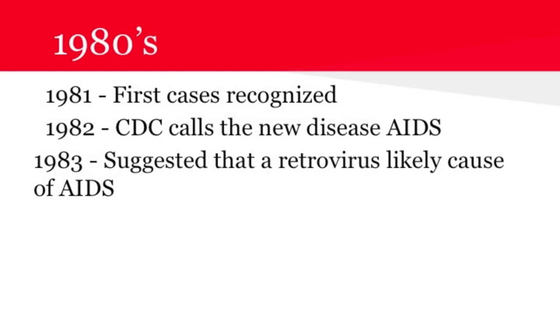On September 24, 1982, the CDC used the term Acquired Immune Deficiency Syndrome, or AIDS, for the first time. In February 1983, the National Institute of Health suggested that a retrovirus is the probable cause of AIDS.